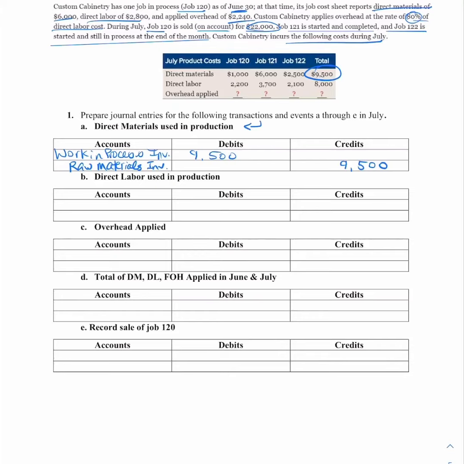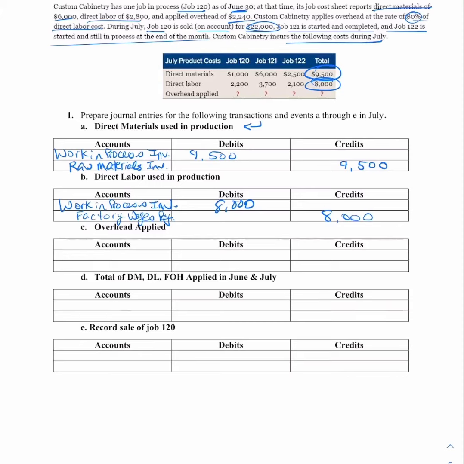Now, the next part of this tells us that we're going to need to come in and figure out the direct labor. So the direct labor then is once again given to us here as $8,000. So we're going to take a debit to work in process inventory for $8,000 and a credit to factory wages payable for $8,000. Now, they want us to look at overhead applied.